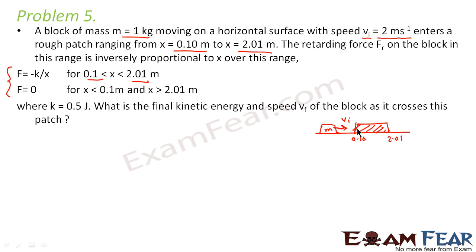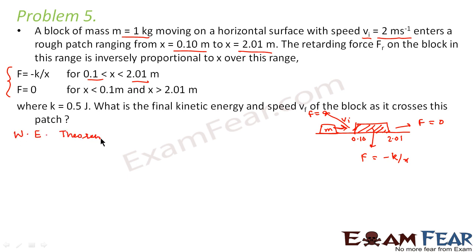Inside this rough patch, the retarding force is equal to minus k by x. Outside this patch, the retarding force is 0. Now we have to find the final kinetic energy and speed of the block as it crosses the patch. This block of mass m will move and cross this patch and come out. So we have to calculate what will be the velocity and the kinetic energy of this block after it comes out. Here we will apply the work energy theorem.